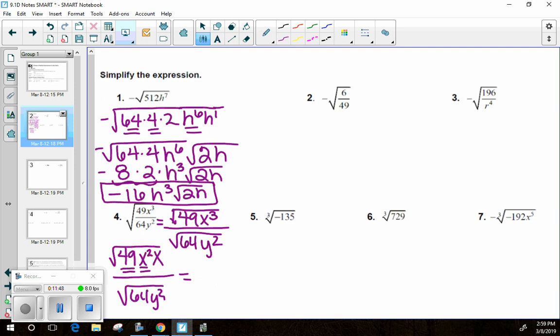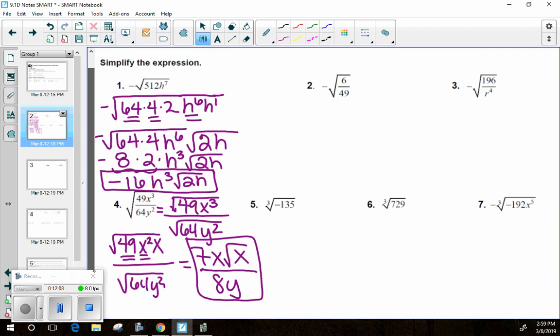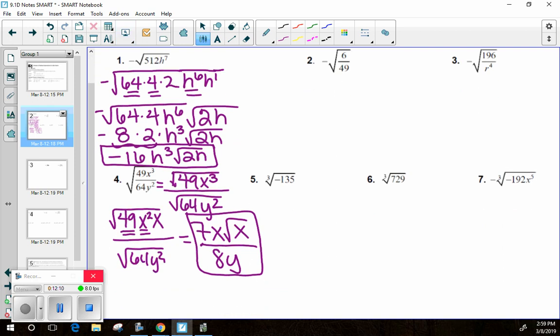So on the top, square root of 49 is just 7. And what's the square root of x squared? x, right? And then the square root of x stays inside. And then the square root of 64 is 8. And the square root of y squared is y. And that's it. There's nothing else that we can reduce or simplify, so we're good. Okay, are we feeling okay with those? Can we go on to cubics? Let's go on to the cubic stuff, right?